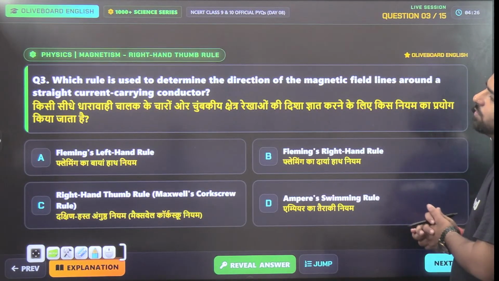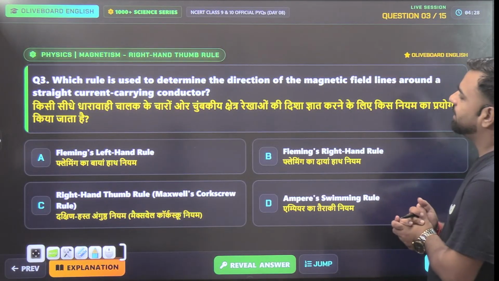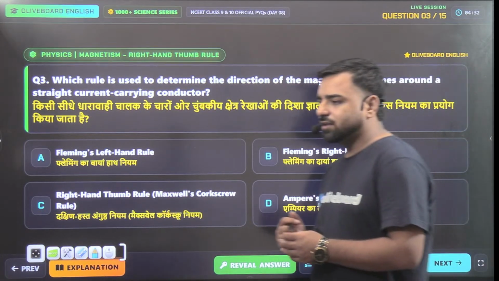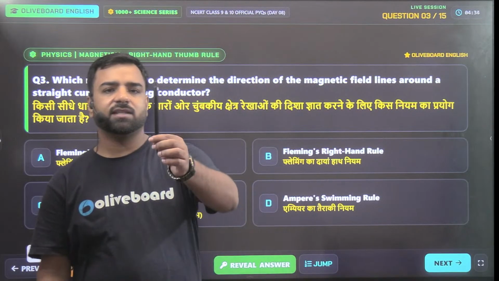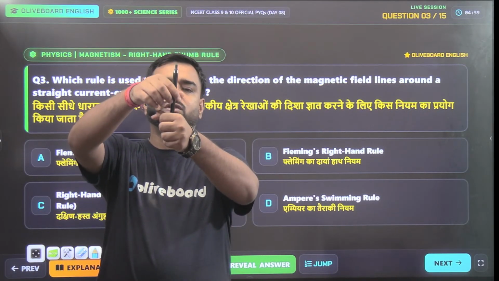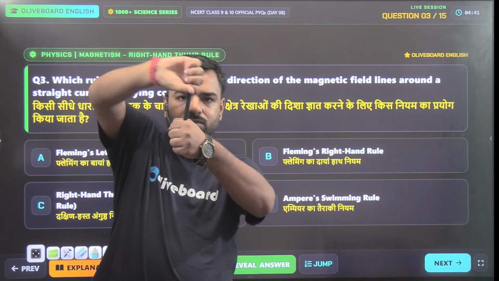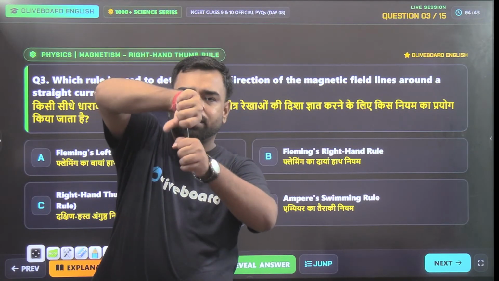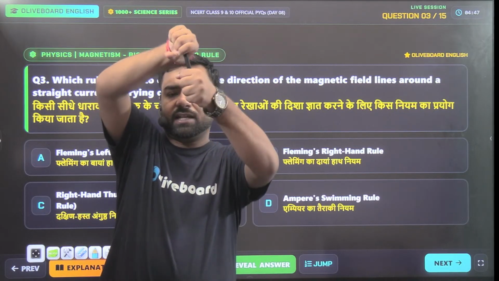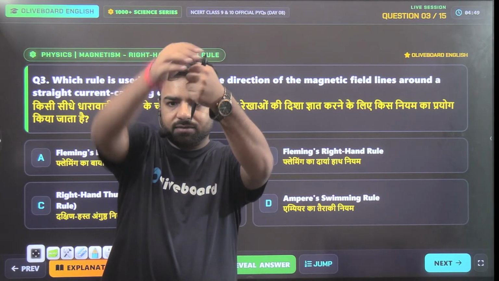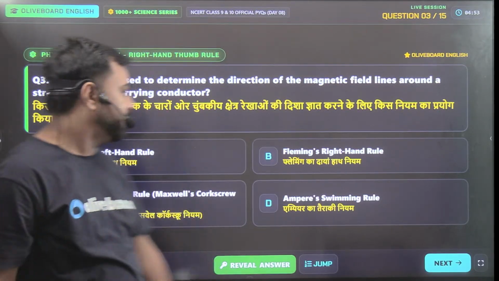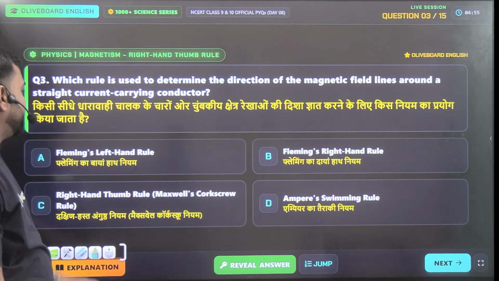Next, which rule is used to determine the direction of the magnetic field lines around a straight current carrying conductor? So guys, let's say this is a screw and you are tightening the screw here. So you'll use the screwdriver and you'll try to move it, right? The direction in which this is rotating represents the magnetic field, and the direction in which it is moving, see this coming down, represents the current. So is it Fleming's left hand rule?